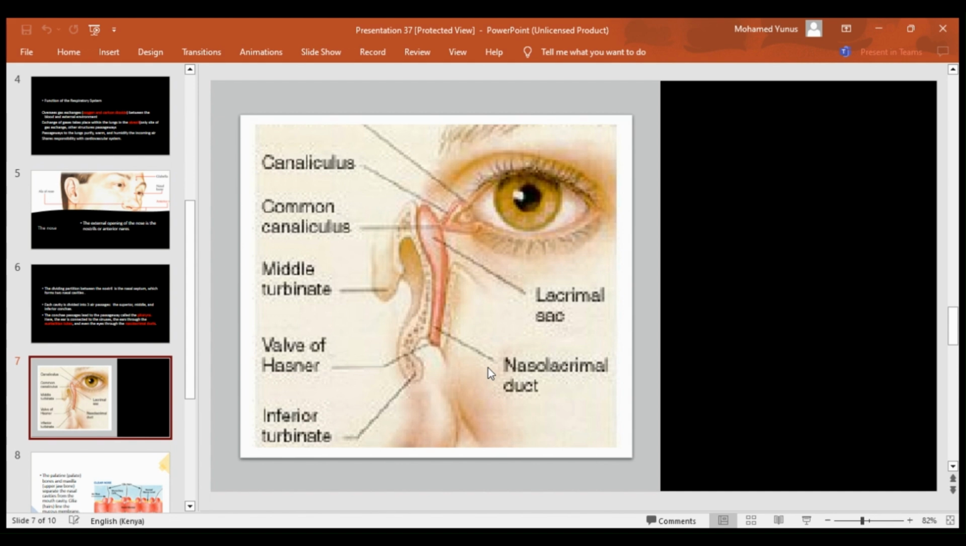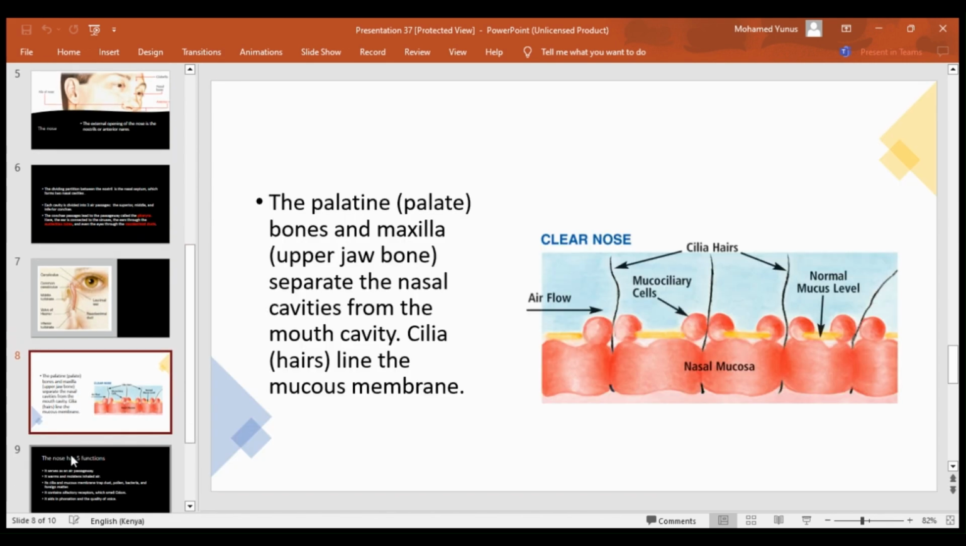That's why sometimes when you cry, you feel like there's some fluid coming through your nose, and that doesn't mean all the fluid coming from your nose is mucus. Some of it comes from your eye, through the nasolacrimal duct, and is then released out through the nose. The palatine bone and the maxilla separate the nasal cavity from the mouth cavity. And the cilia line the mucous membrane of the nasal cavity.